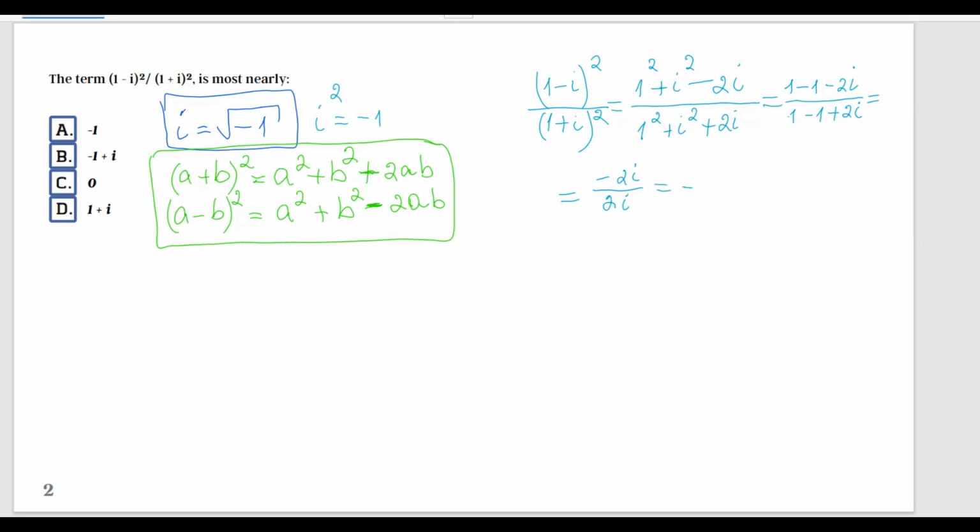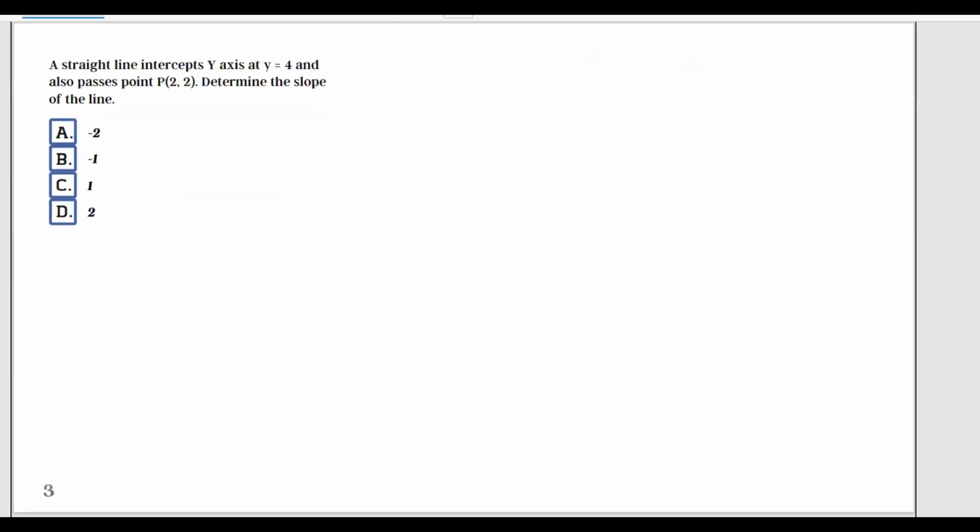So this becomes -1. Okay, so the correct answer is A. There you go. Let's move forward. A straight line intercepts the y-axis at y equals 4 and also passes through point P with x coordinate and y coordinate as 2 and 2. Determine the slope of the line.